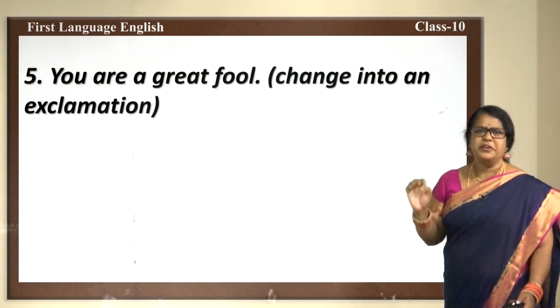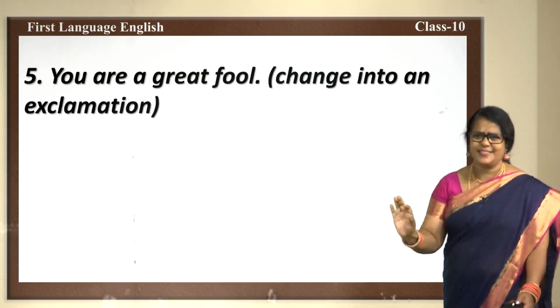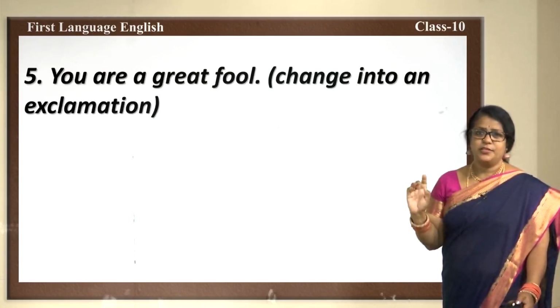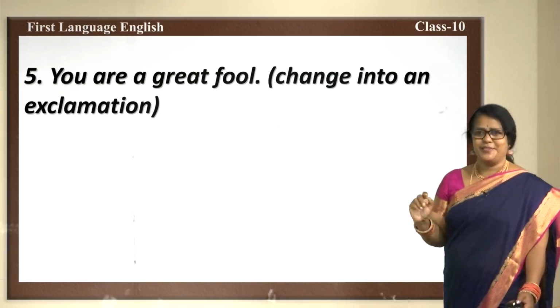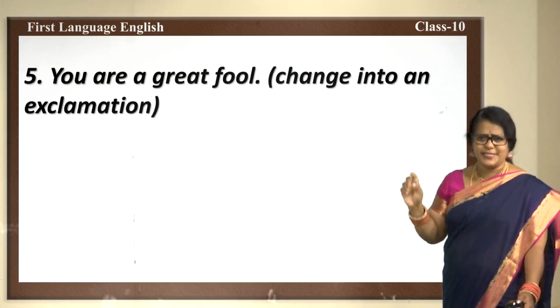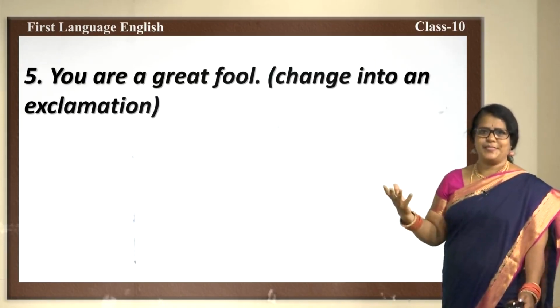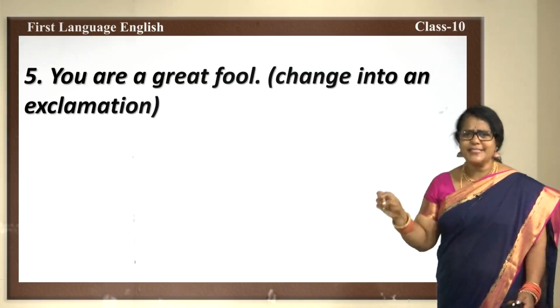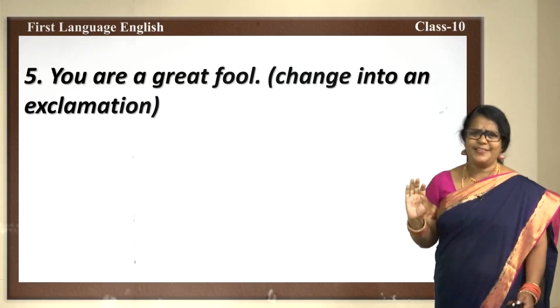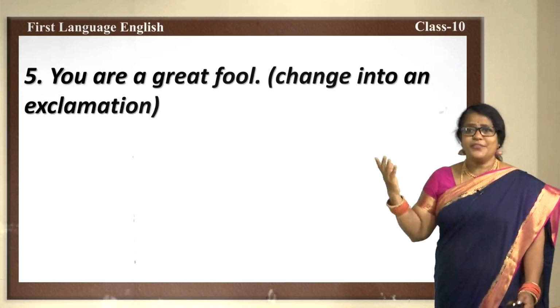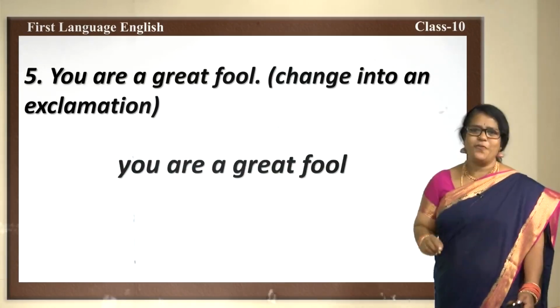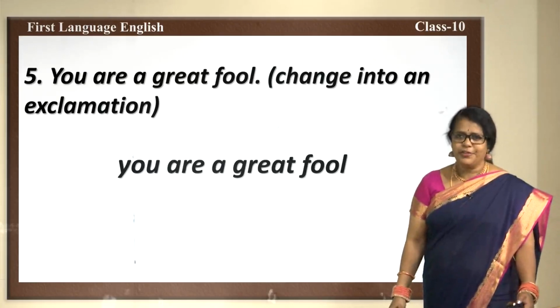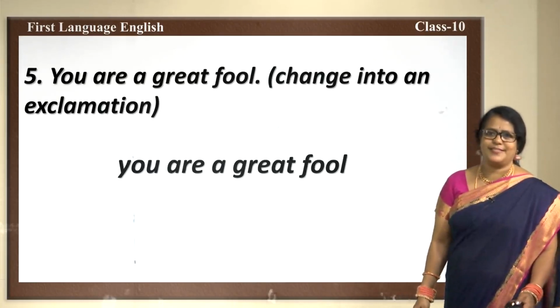Now let us change this one. You are a great fool. This is an assertive sentence. Change it into an exclamatory sentence. Usually exclamatory sentences have an exclamation mark, and we express it like, you are a great fool, in that way. Let us see how this sentence could also be changed. Putting an exclamation mark is also correct, and when we are speaking, it comes like this: You are a great fool! Okay, we will see how we are going to change this sentence. We could as well use this like this.